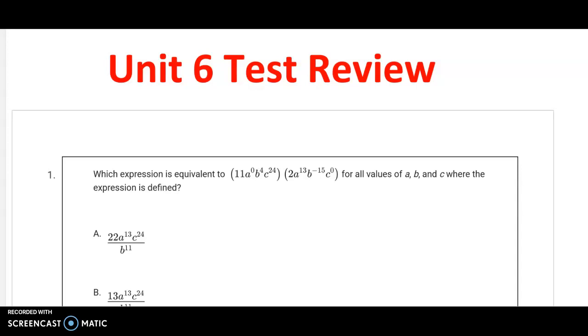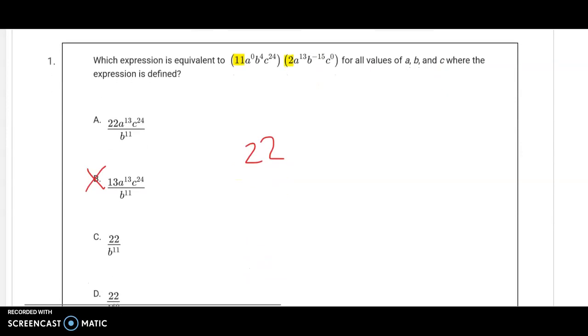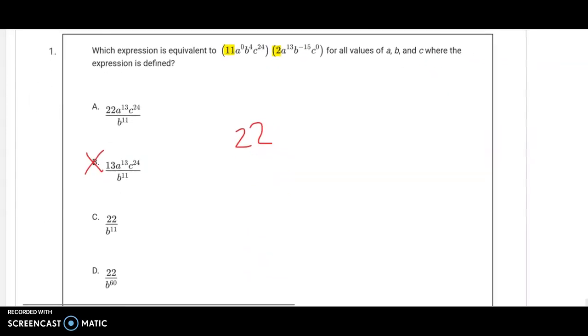Okay, guys, so on problem number 1, keep in mind that you're taking the first set of parentheses and multiplying it with the second set of parentheses. So the numbers in front, the coefficients, they get multiplied, 22. So to me, that means I'm going to go ahead and eliminate answer choice B. Okay. And then we are going to look at the A's.